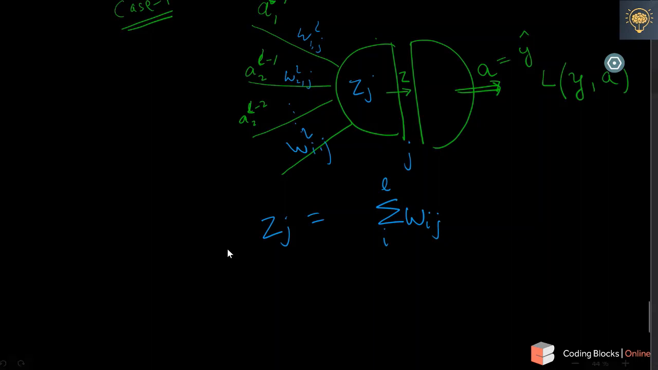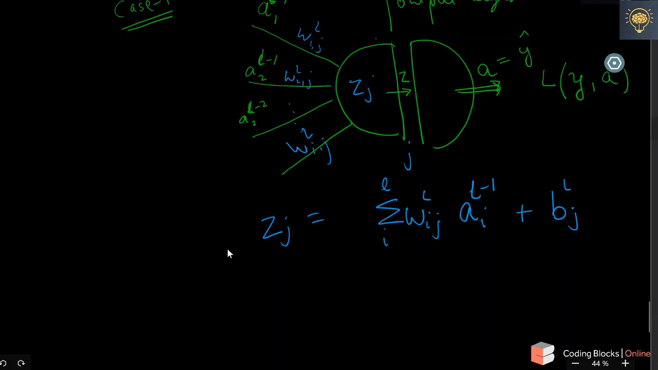And this is multiplied by a^{L-1}_i plus b^L_j. This is W of L. So this is, let's say, the last layer L, so we are talking about the output layer.